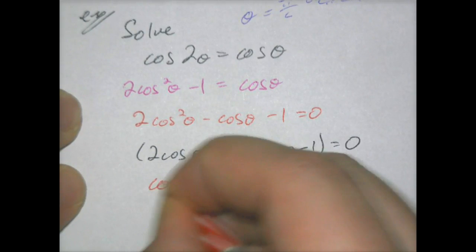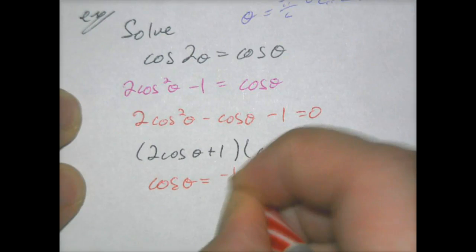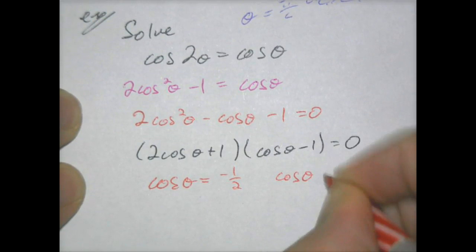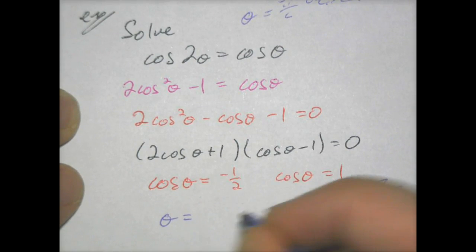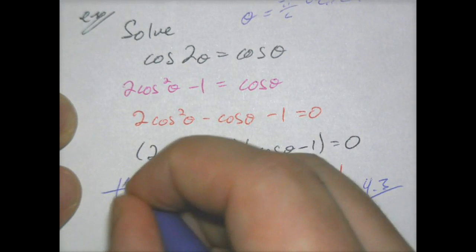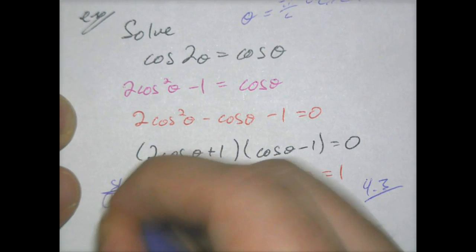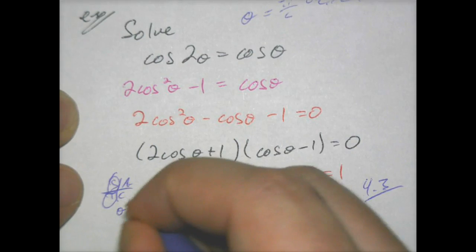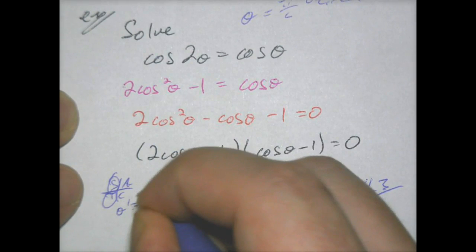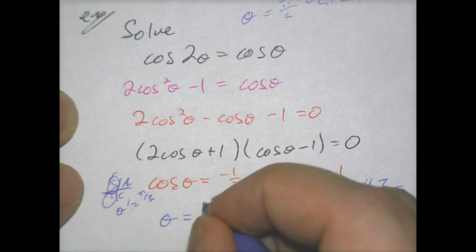Cosine theta equals negative 1/2. Cosine theta equals 1. And if you can't do this stuff, make sure you go back and look at 4.3, unit circle, because that's where I'm getting my angles. Cosine is negative in quadrants two and three, so it's negative right there, right there. My favorite angle is going to be pi over 3. Pi over 3.